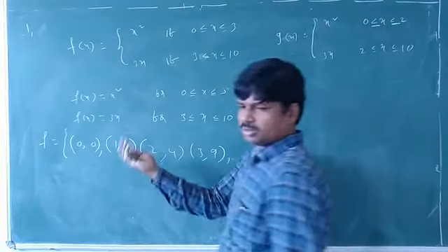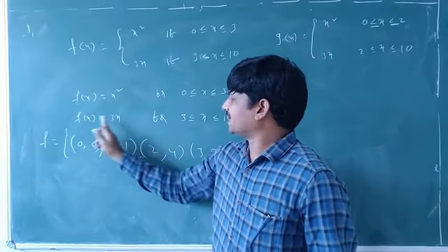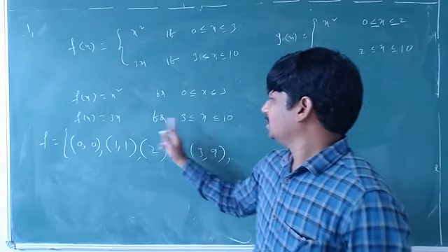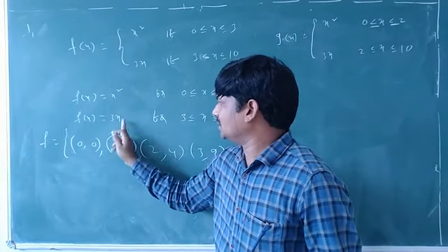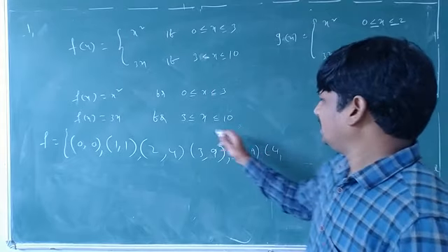Next take above 3. 3 and above 3, 3 to 10. Take 3. You have to take f of x equal to 3x, or not? Take 3. So f of 3 is equal to 3 into 3, 9. 3 comma 9.